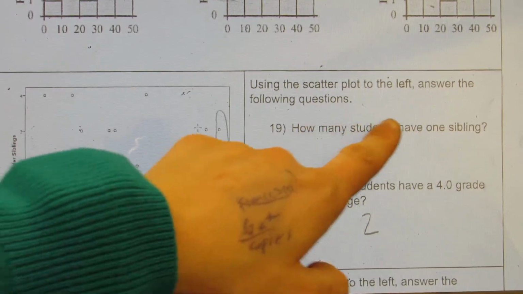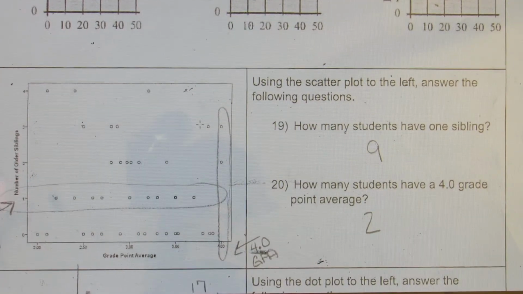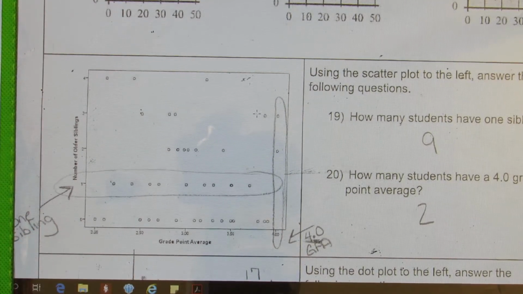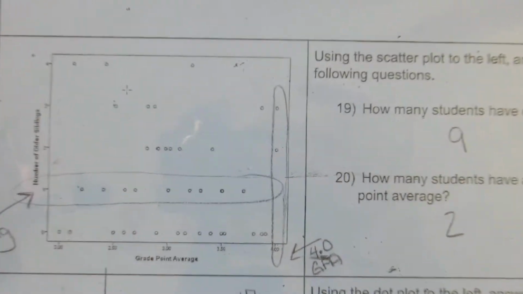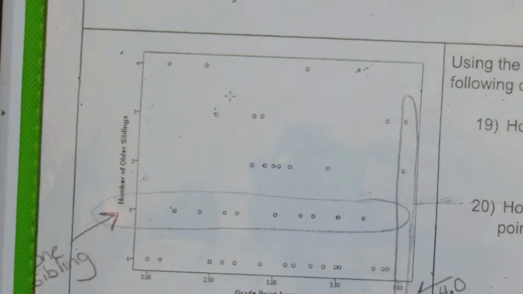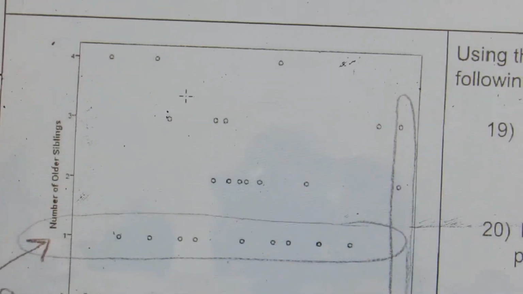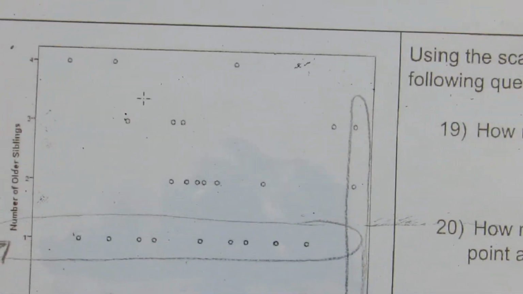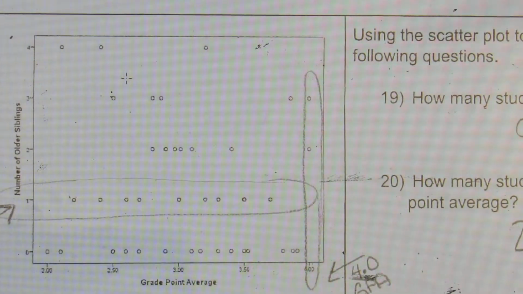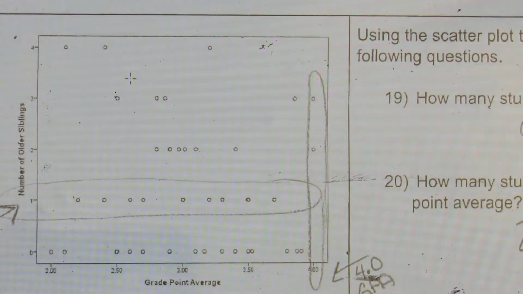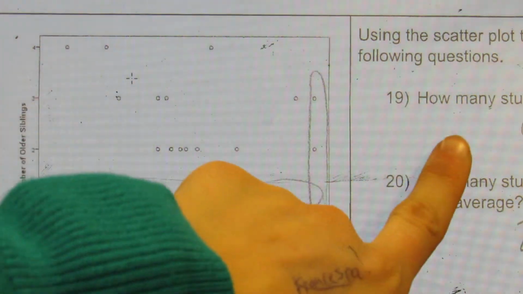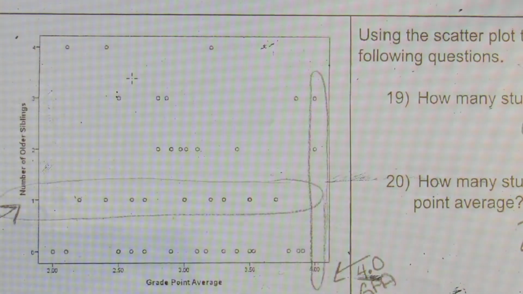It says, how many students have 1 sibling? So before I do anything, I need to look at my axes. By axes, I mean the left and right, or the y and x. Okay, so my x-axis, sorry guys, technical difficulties, says grade point average, and my y says number of older siblings. Again, the question says how many students have one sibling.